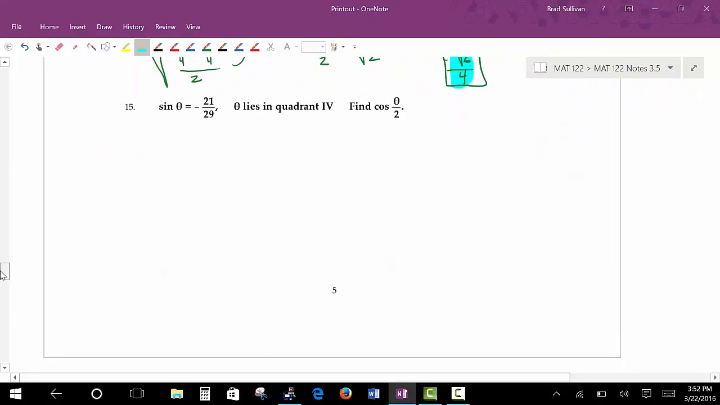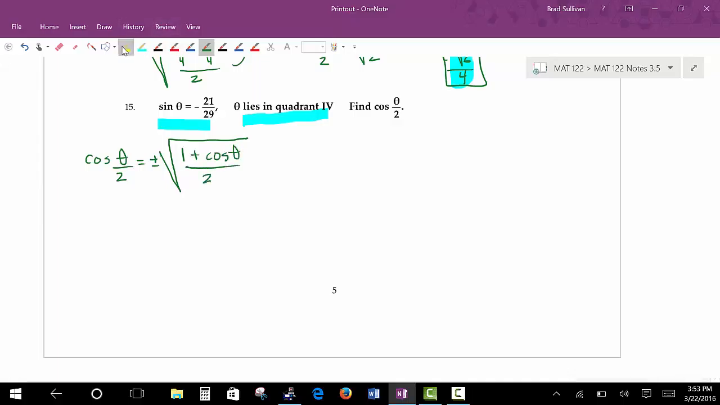Okay, let's do this next one. These problems take a little bit of thought. All right, this problem you're given two things. You're given the angle, the quadrant your angle is, and you're finding the cosine of half the angle. So to start with, if we're going to find the cosine of theta over 2, we need to pull out that identity. So the identity for a half angle cosine is plus or minus the square root of 1 plus cosine theta all over 2. So ultimately in this problem, we need to figure out the cosine of theta. If we figure that out, we got it nailed.